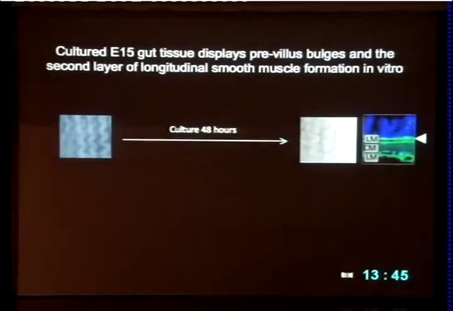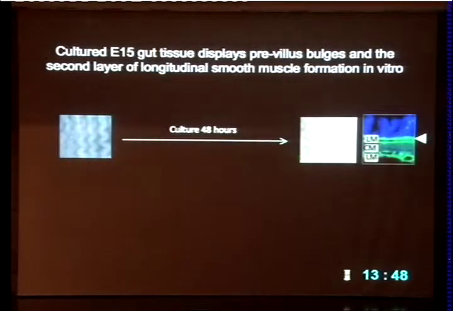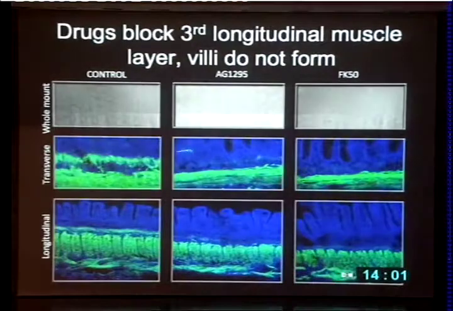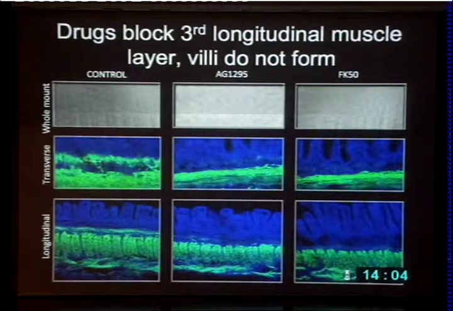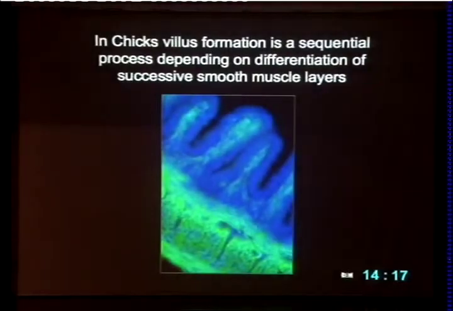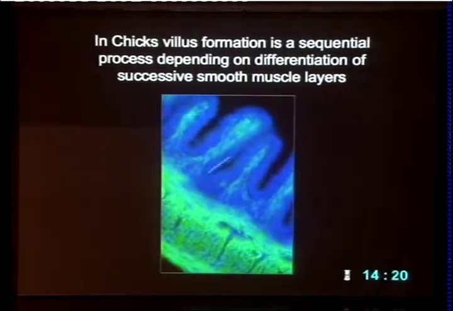So we do the exact same trick as before. We have zigzags and take it to bulge stage with this inner layer forming. What happens if you block the formation of that final layer of smooth muscle with either of these drugs? The prediction is these bulges will fail to form, and that's exactly what you see. So if you culture without the drug, you get in vitro the inner layer of longitudinal muscles forming, and you get bulges, whereas you are left with just zigzags if you culture in the presence of either of these two drugs.